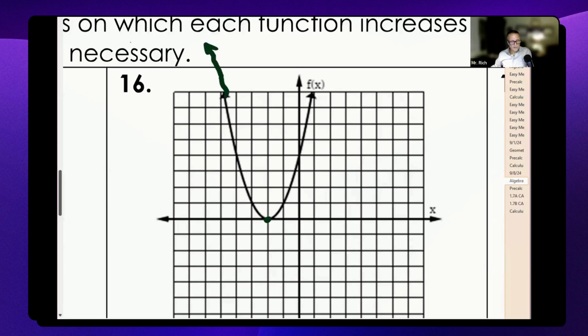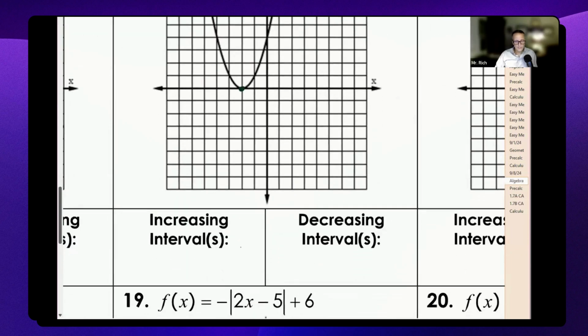So the x values for which it is decreasing is going to be from -infinity up to -2. And that looks like an ordered pair, but it's not. When we give intervals in Algebra 2, we are giving the lowest x value and the highest x value for that interval. So it's decreasing from -infinity to -2.